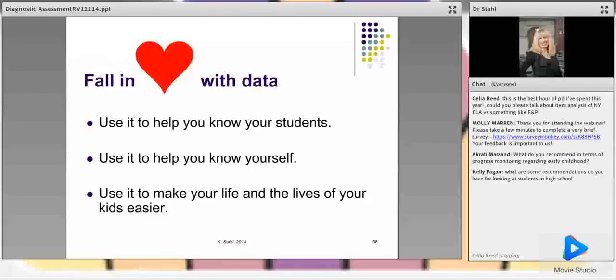What do you recommend in terms of progress monitoring regarding early childhood? Well, I think we need to use those foundational skills. The progress monitoring tools recommended for kindergarten are letter ID and beginning letter segmentation, so that you can see as a screener where children are falling, whether they are proficient or not, as a signal to then do your diagnostics.